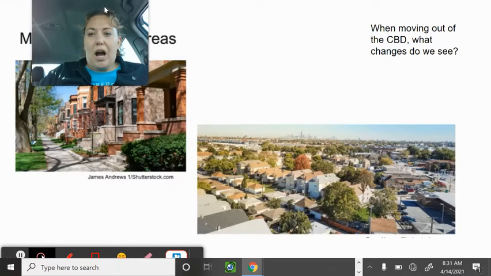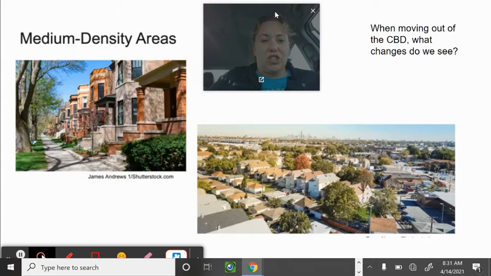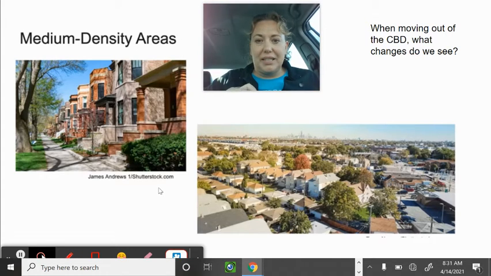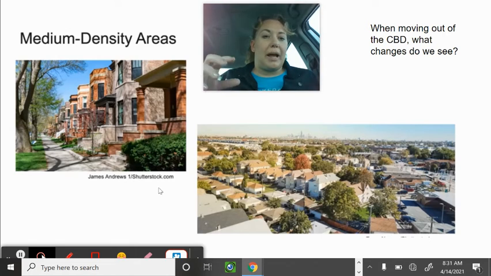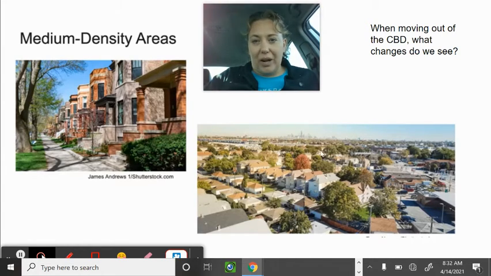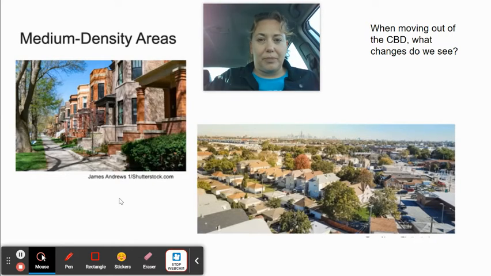Okay. When moving out of the CBD, what changes do we see? The further away we get from the CBD, we start to see lower or medium density areas. So again, maybe these are brownstones in New York City, or you even get into single family housing, and you can see out here the skyline way in the background, and then you can see what happens to the housing levels there.